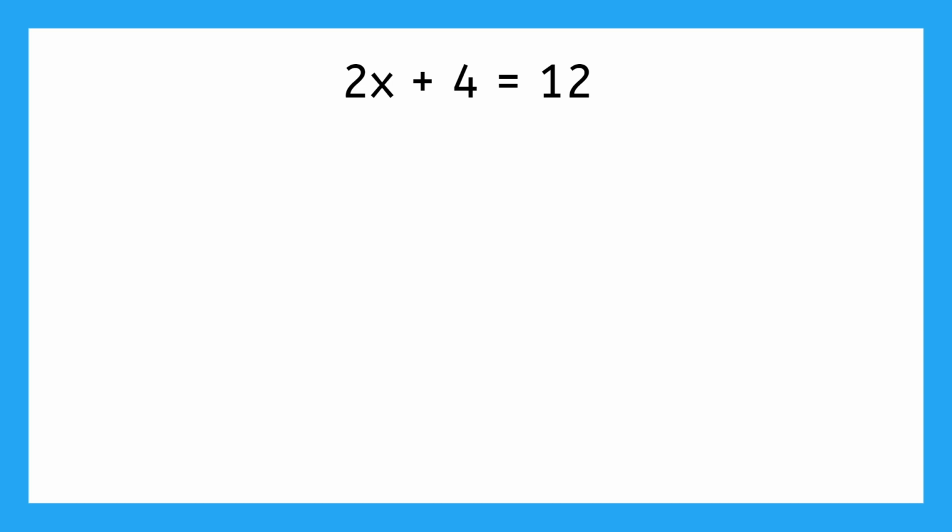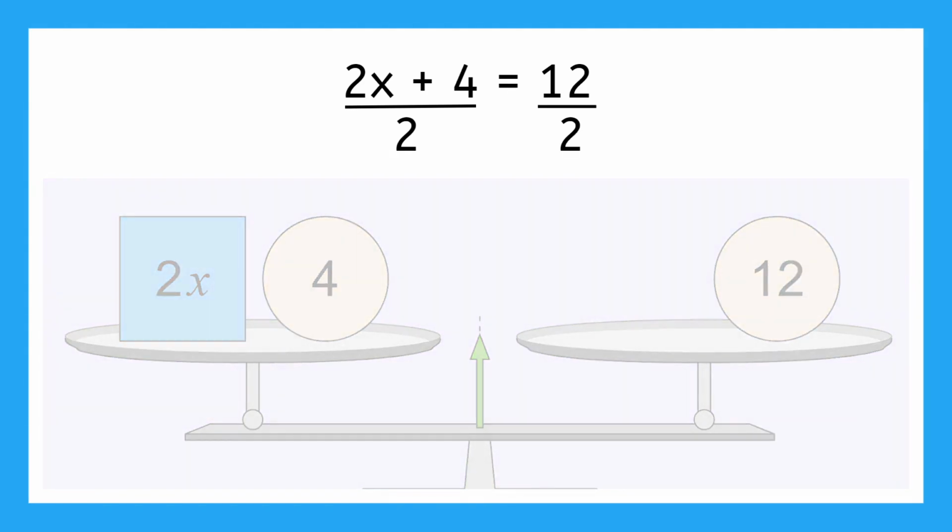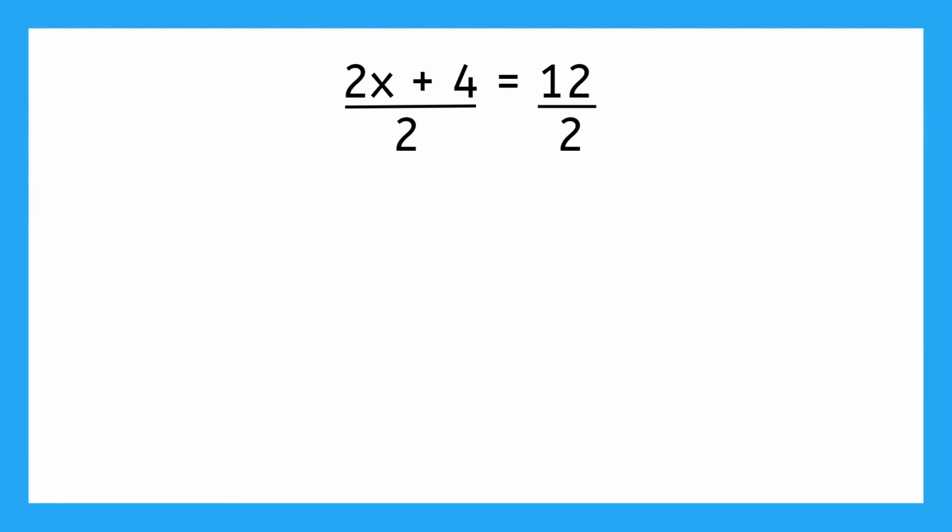First up, the x is being doubled, so let's undo that using division. If you're wondering why we're also dividing the 4, just remember the scale. We aren't changing one piece of the scale. We're changing the entire left side and the entire right side. So when we divide, everything on the left gets cut in half. So if we divide everything by 2, we get x plus 2 equals 6.